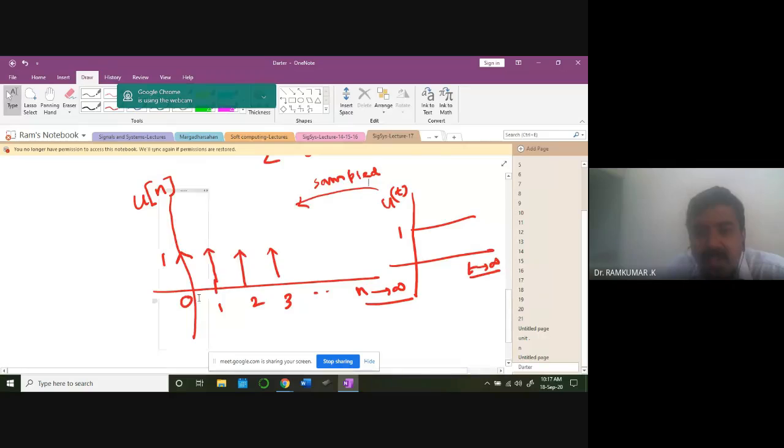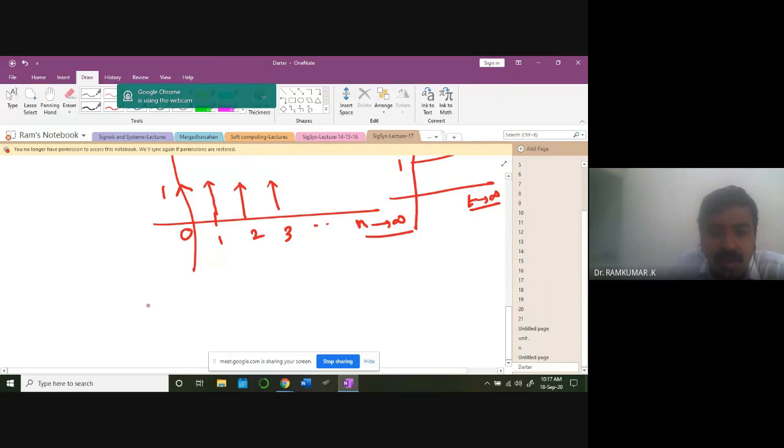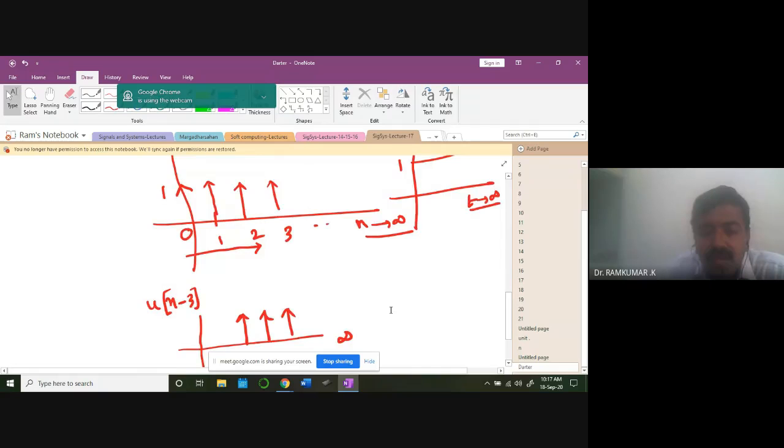If somebody asks you what is u of n minus 3, what do you have to do? The first sample is here, second sample is here, third sample is here. These samples are going to move this way, so it starts from 3 and goes up to infinity. So this is u of n minus 3.